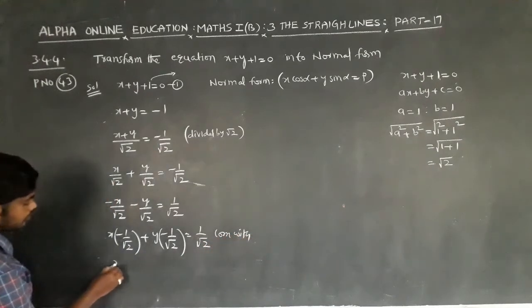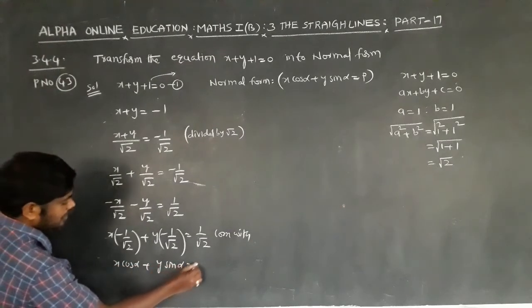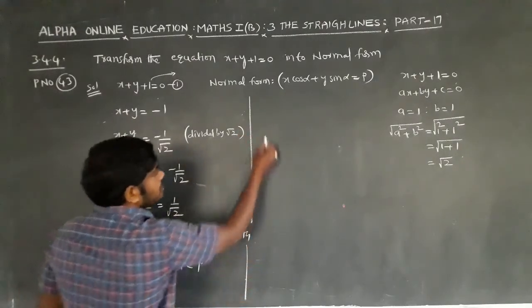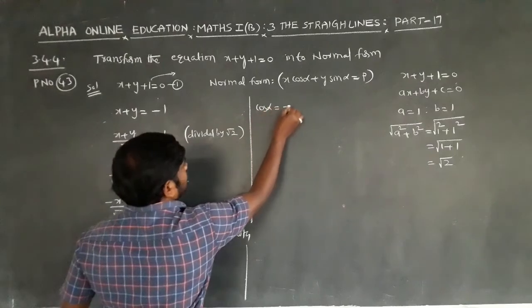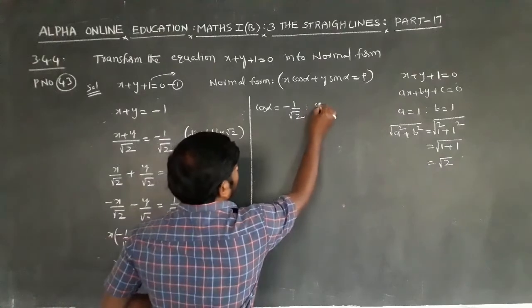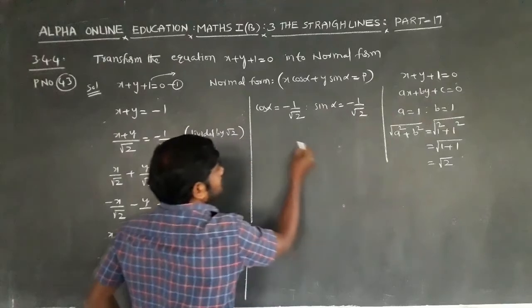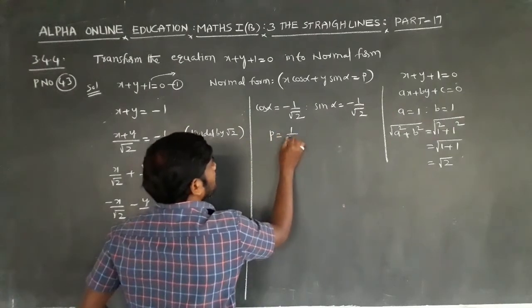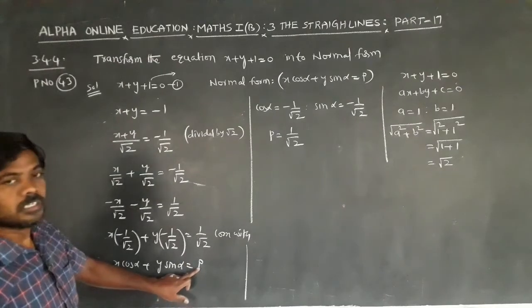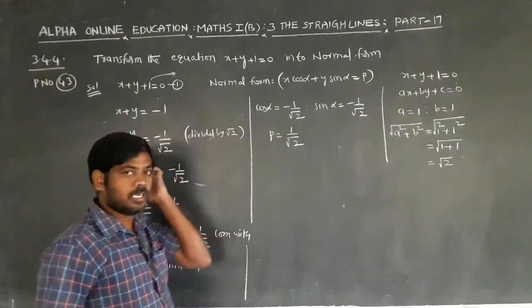Comparing with x cos alpha plus y sin alpha is equal to p, here cos alpha is equal to minus 1 by root 2, sin alpha is equal to minus 1 by root 2, and p is equal to 1 by root 2. Here p means the perpendicular distance from the origin to the line.